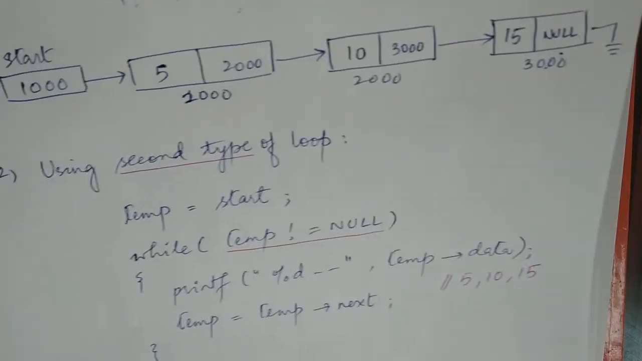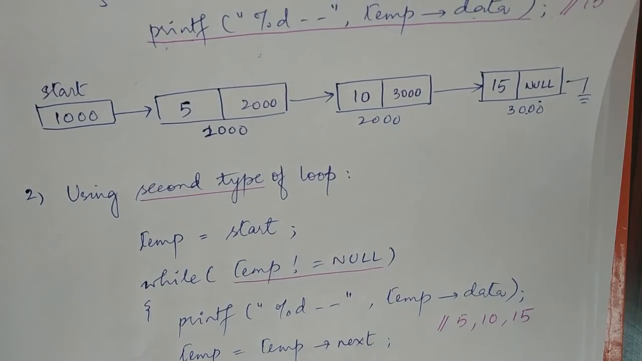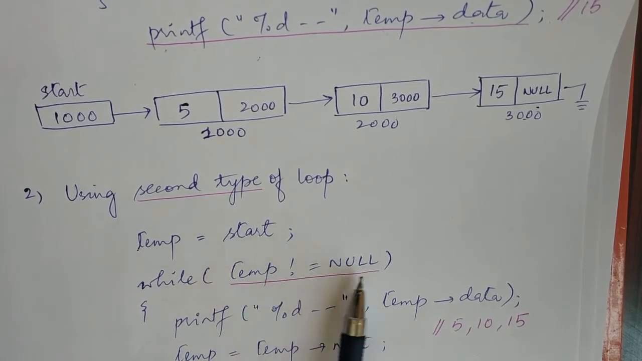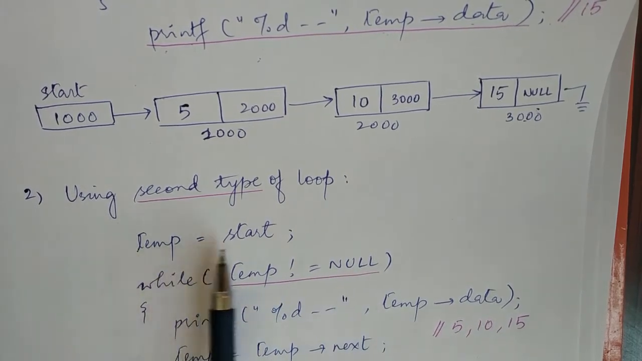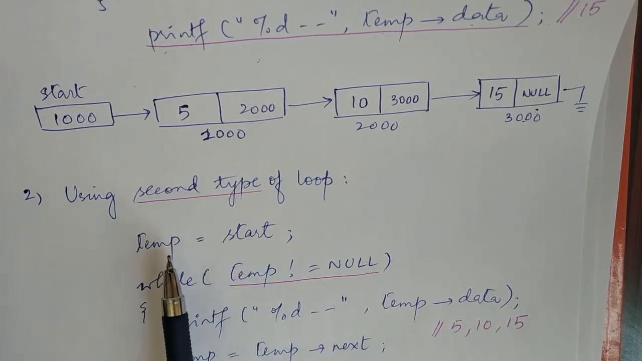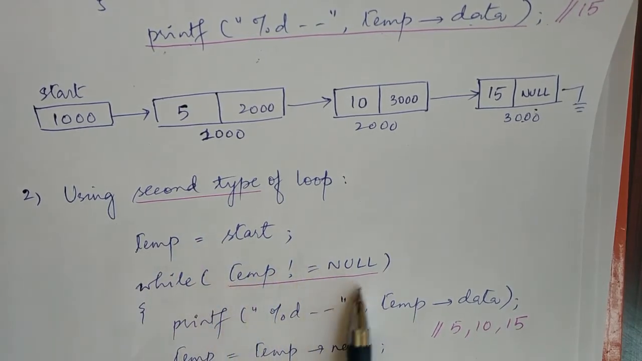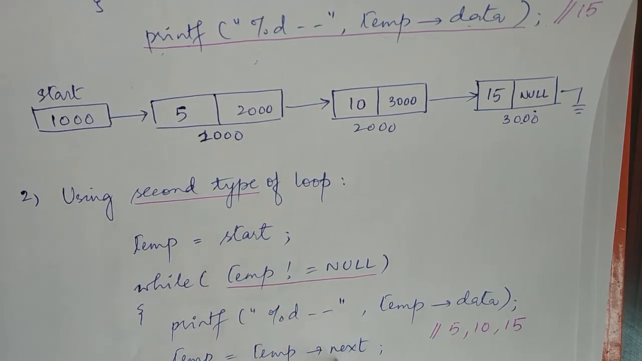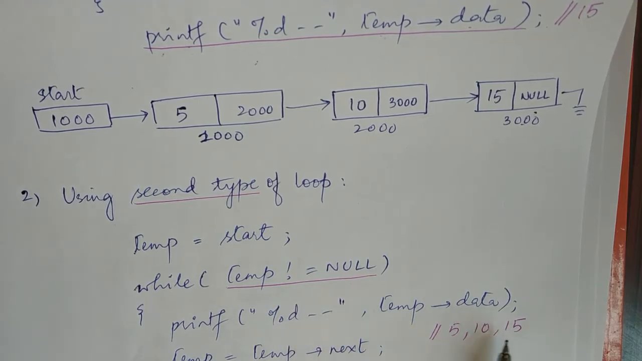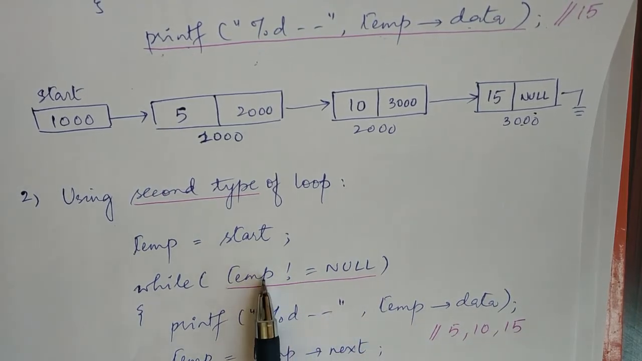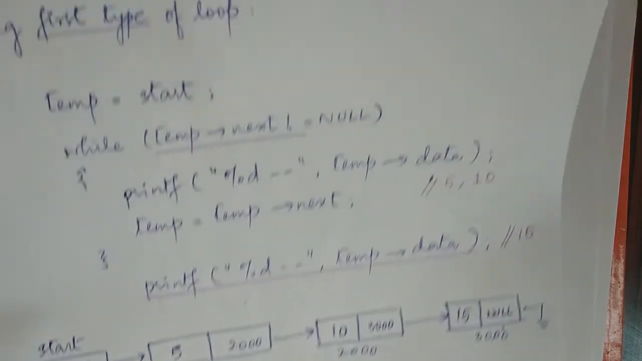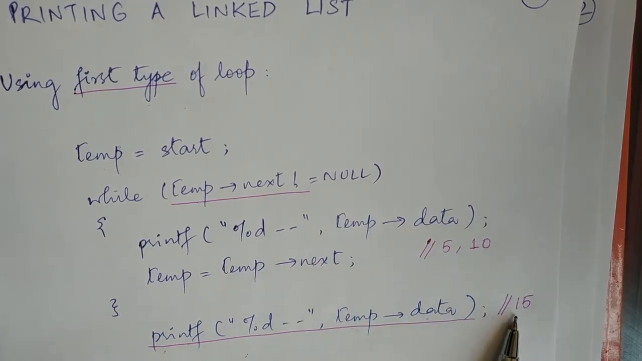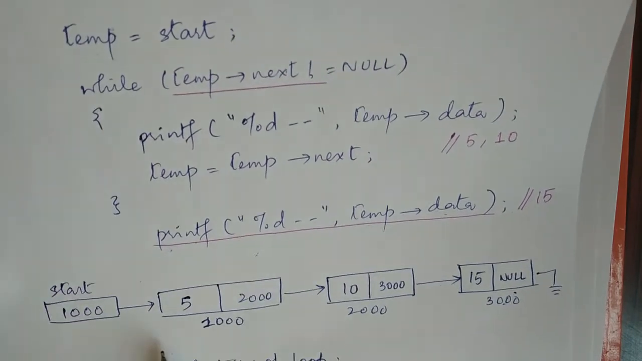And if you use the second type of loop, this type uses the condition, temp is not equal to null. Temp is equal to start, so you put the value of start in temp, then you use this as the exit condition. So till temp is null, it will keep on printing. So it will print your 5, 10, 15, and then temp turns to null and it will exit. In this case, it printed 5 and 10 inside the loop, but it printed 15 outside the loop with reference to the linked list that we are using.